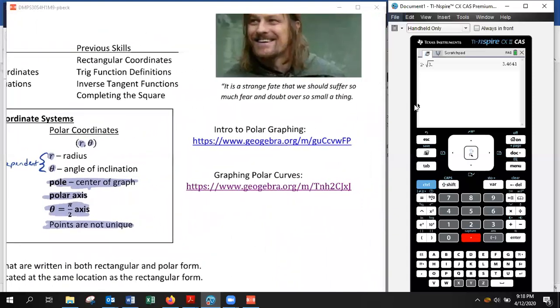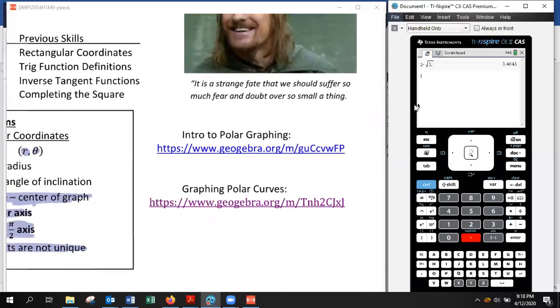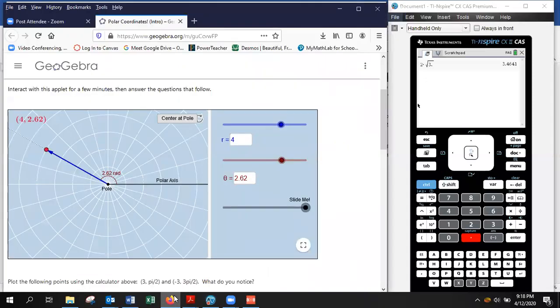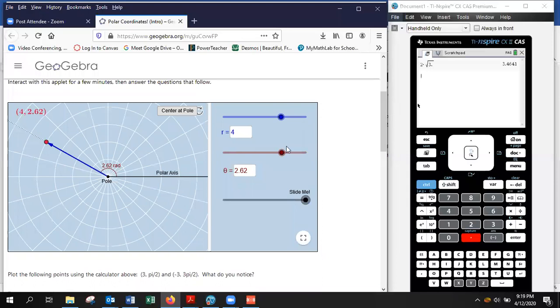So as we begin, I'm going to focus on this website right here. This is GeoGebra. GeoGebra is one of my favorite places to go. GeoGebra and Desmos are amazing tools. This link is going to take us to right here. The author of this GeoGebra link is Tim Brzezinski. You need to give him some credit where it's due, where this shows us how we create our different points.